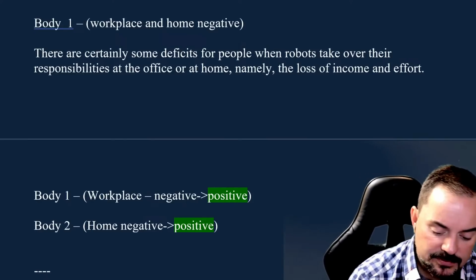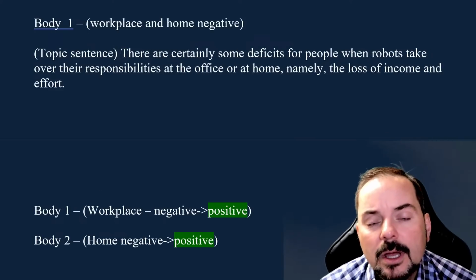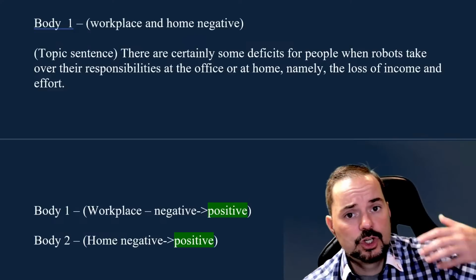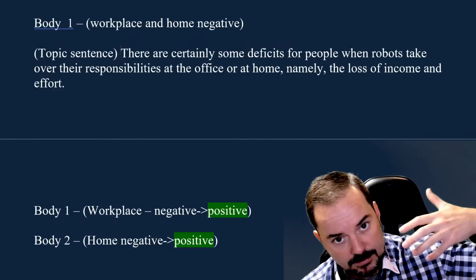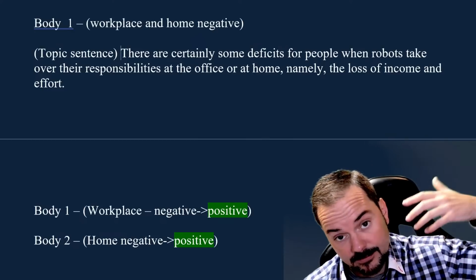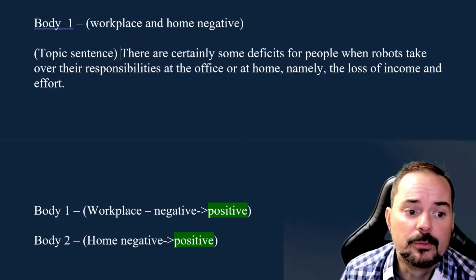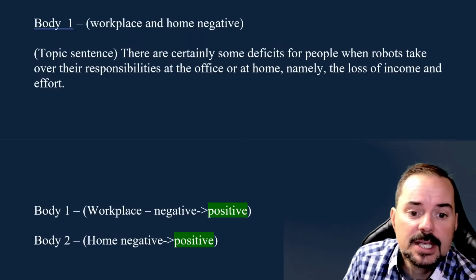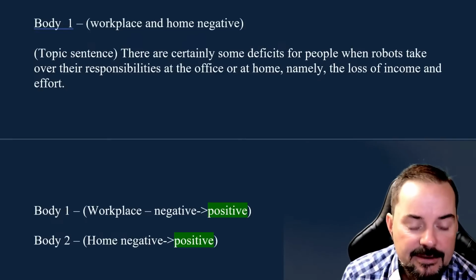And again, lots of ways to do this. So here I'm showing, it's called the counter argument structure, where I'm showing what the people who think this is a negative will state. So there are certainly some deficits for people when robots take over their responsibilities at the office or at home, namely the loss of income and effort.